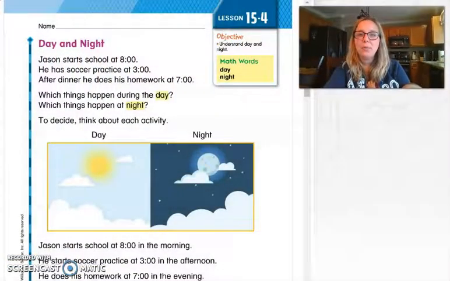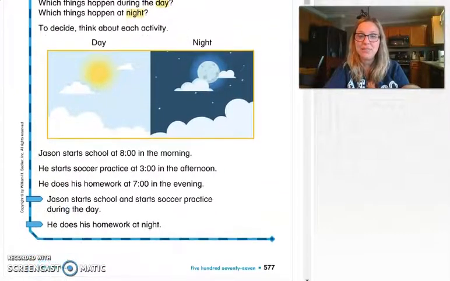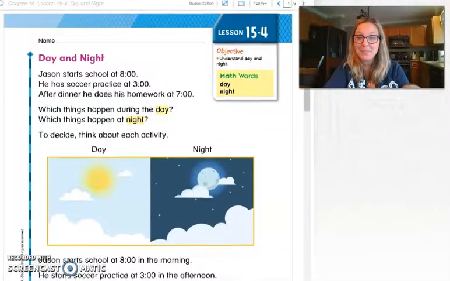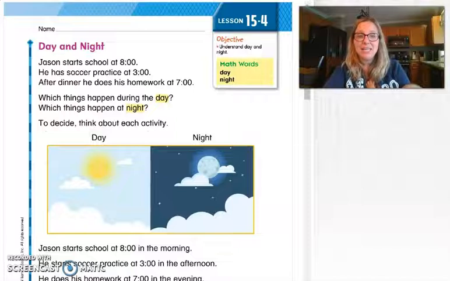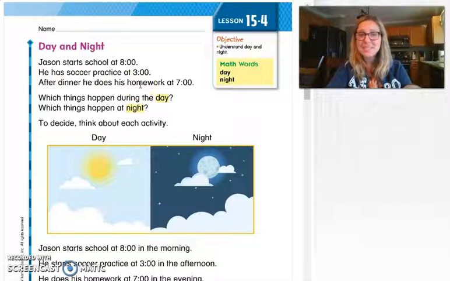So if you open up your math books, we are on lesson 15.4 today, which begins on page 577. And at the top of the page, it says day and night. Jason starts school at 8 o'clock. He has soccer practice at 3 o'clock. After dinner, he does his homework at 7 o'clock. So which things happen during the day and which things happen at night?